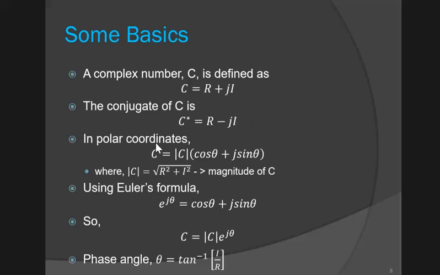In polar coordinates we can represent this C as the magnitude of C multiplied by cos theta plus j sin theta, where the value of the magnitude is square root of R square plus I square. Using Euler's formula, we know that e raised to power j theta equals cos theta plus j sin theta. So if you replace the value of cos theta plus j sin theta here, our complex number C becomes magnitude of C into e raised to power j theta. So remember this formula. In Fourier transform we are going to have e raised to power something.